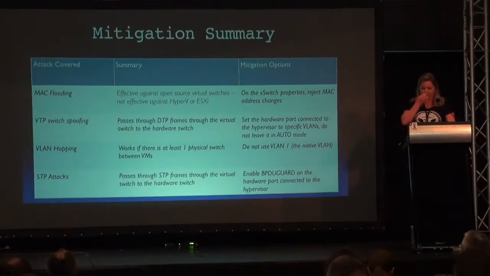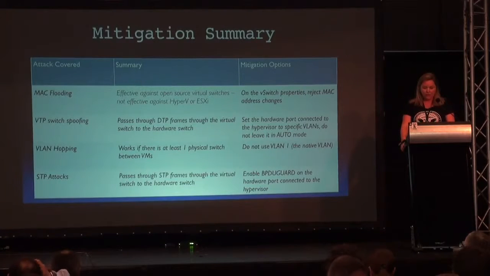So definitely harden your virtual switch. A summary of what I've covered and the mitigation options. MAC flooding was effective, but is easy to prevent by hopping on the vSwitch and rejecting MAC address changes. For VTP switch spoofing, I saw that the DTP frames were passed straight through the virtual switch to the hardware switch, so set the hardware port connected to the hypervisor to the specific VLANs that you want to come up, don't leave it in auto.